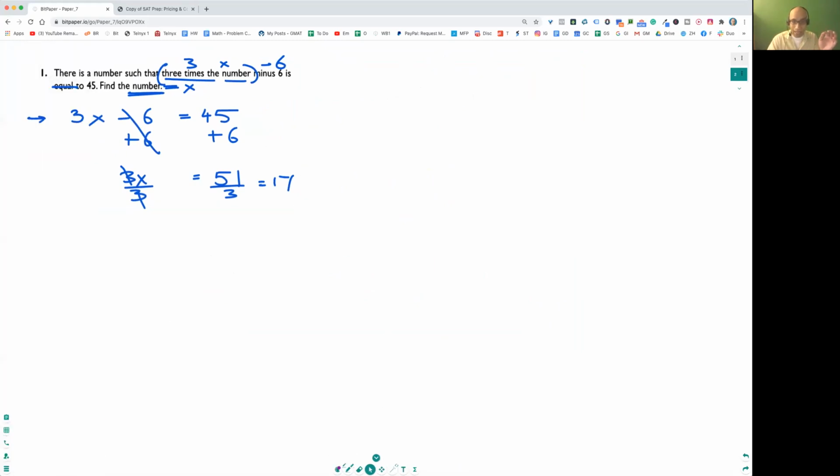So now you've got x equal to 17. You're going to plug it inside here. 3 times 17, right? 3 times the number 17, which is 51, minus 6 is equal to 45. So everything checks out and you're good. And now you can move on to the next problem, right? So that's how you're going to do it.